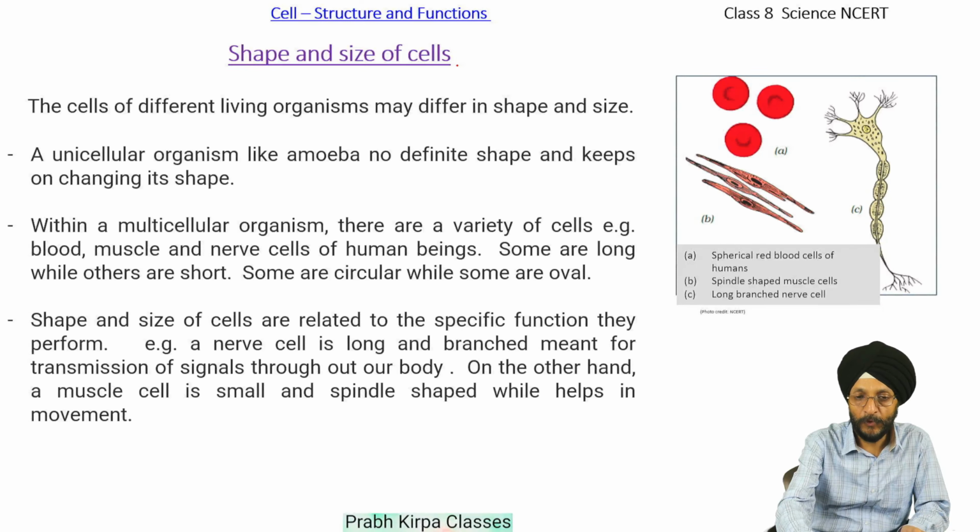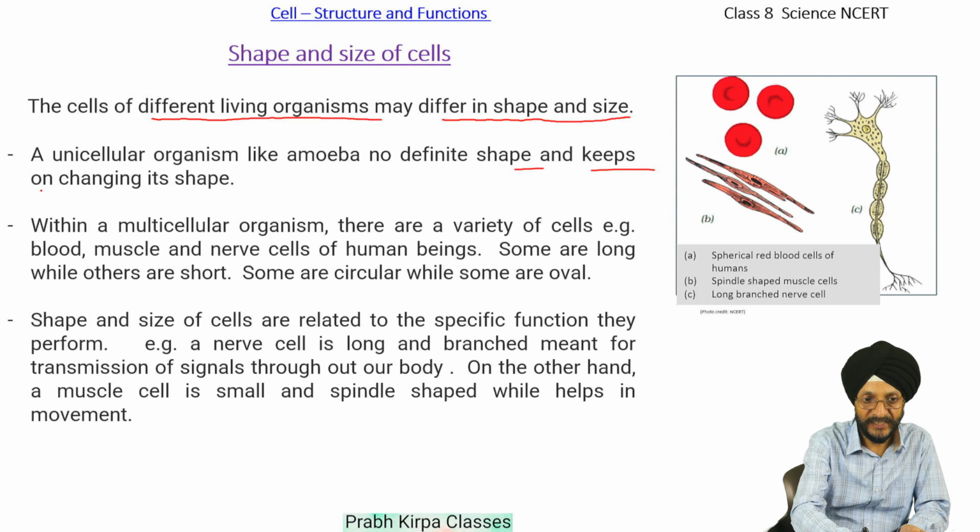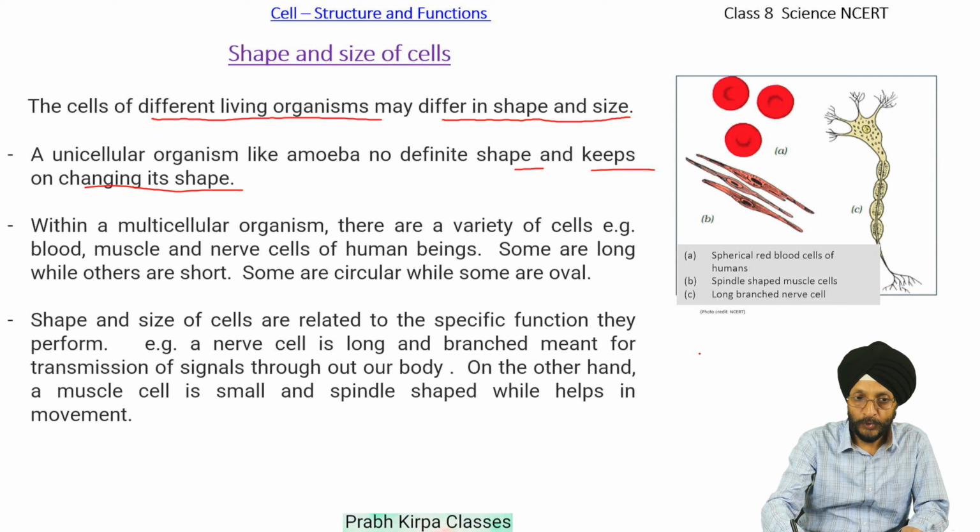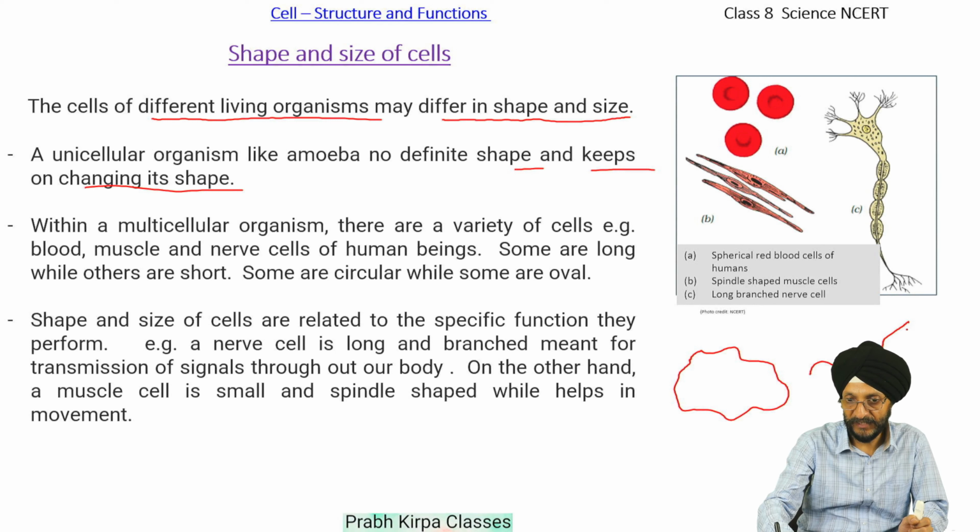Now the question before us is with respect to shape and size of cells. The cells of different living organisms may differ in shape and size. A unicellular organism like amoeba has no definite shape and keeps on changing its shape. Unicellular means a single-celled organism. On one time, amoeba may have its shape as this. At the other time, it may have its shape like this.